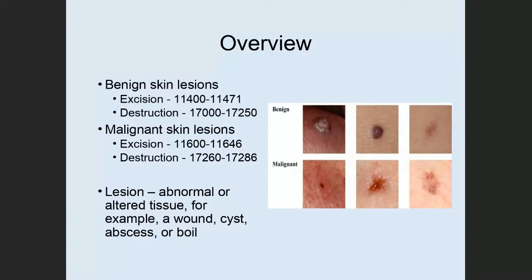This video will discuss treatments for benign and malignant lesions of the skin. Now, a lesion is defined as any abnormal or altered tissue, a wound, a cyst, an abscess, a boil, birthmark, any kind of thing like that. So I'm going to talk about benign skin lesions, excision and destruction, and malignant skin lesions, excision and destruction.